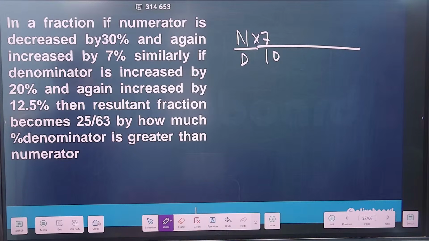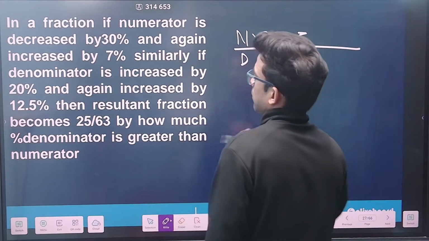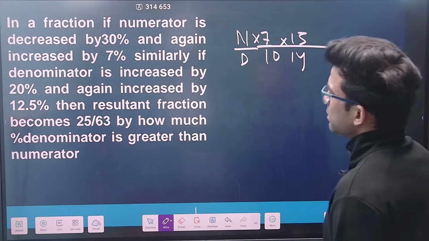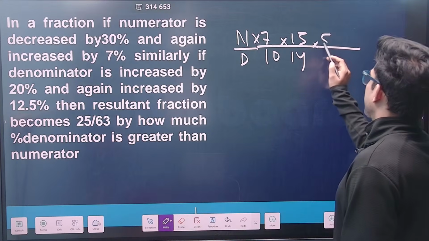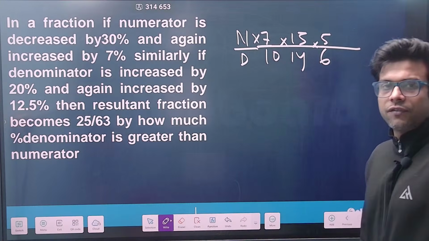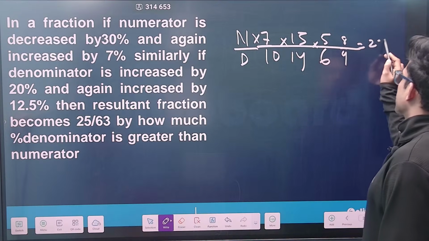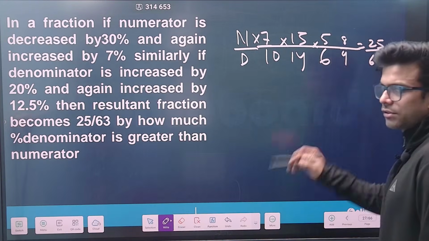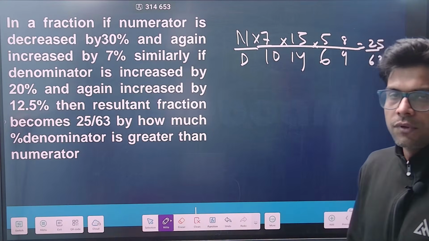Say fast, everyone. 15 by 14. 20% increased, 20% increase means what? 5 by 6. And again increased by 12.5% means what? 8 by 9. This whole gives 25 by 63. Just solve this, you will get the answer. Not more than that.